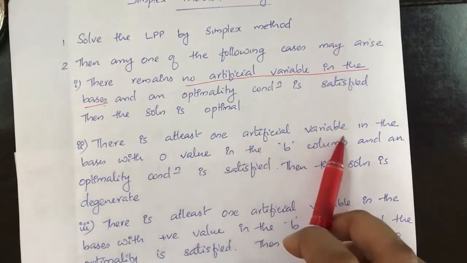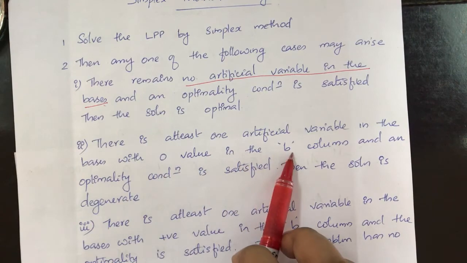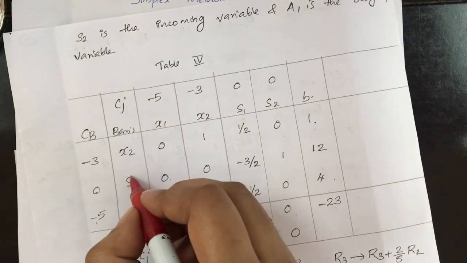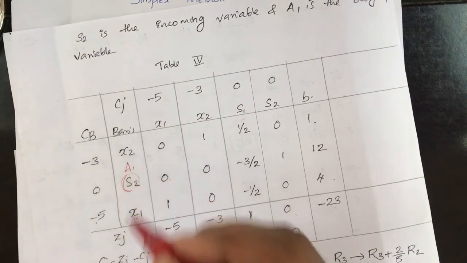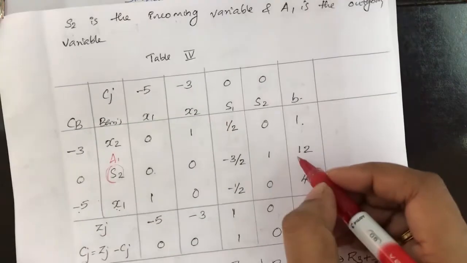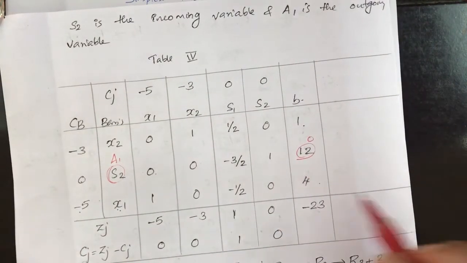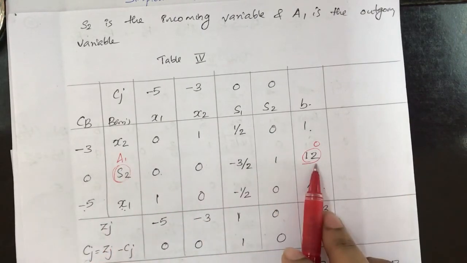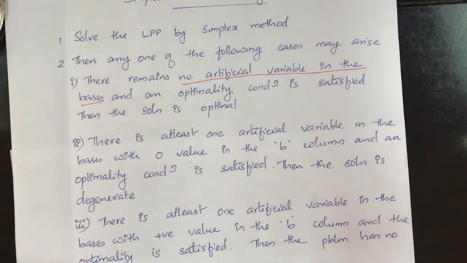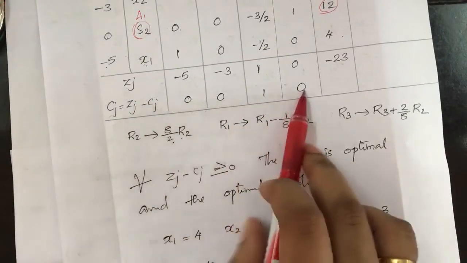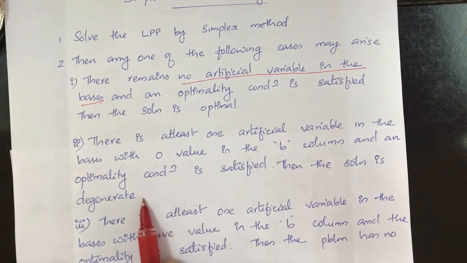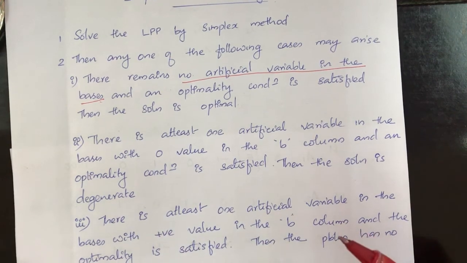Second, at least one artificial variable is in the basis with a 0 value in the B column. That is, if instead of this S2 it is A1, assume that it is A1 and the B column value is 0. An artificial variable occurs in the basis with 0 value in the B column. In such a case, the optimality condition is also satisfied, that is Zj minus Cj greater than or equal to 0. Then the solution is degenerate.